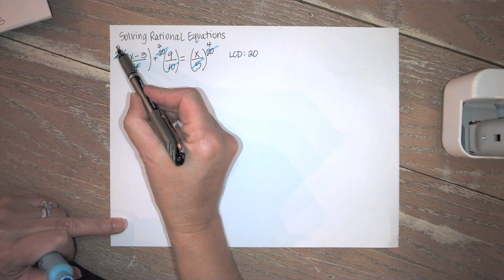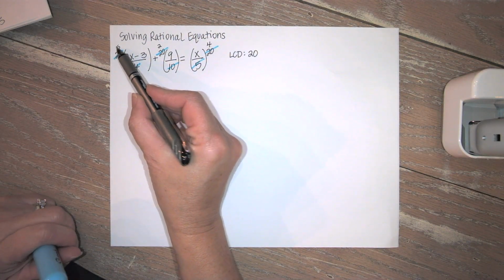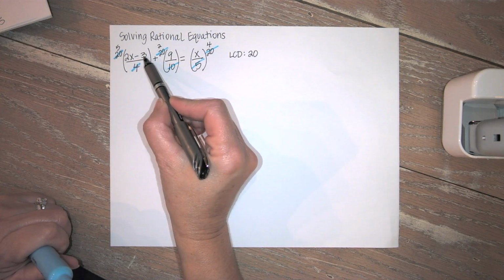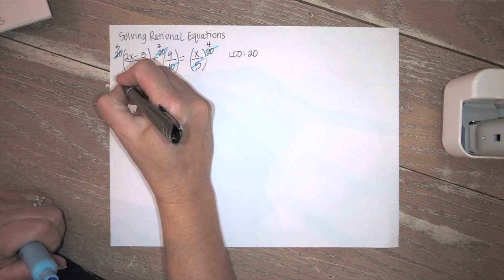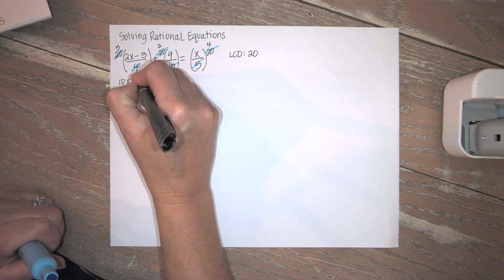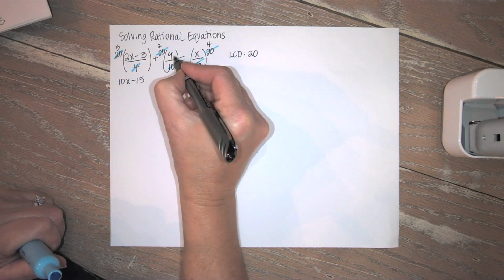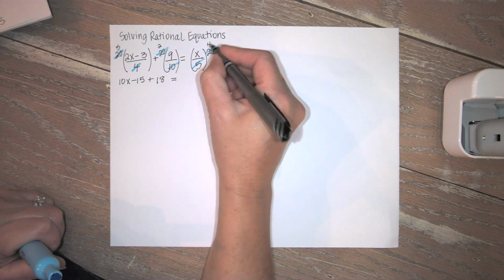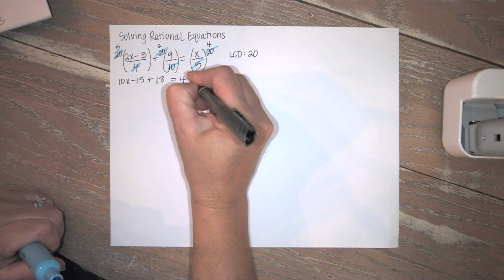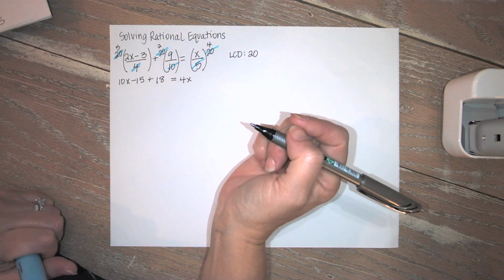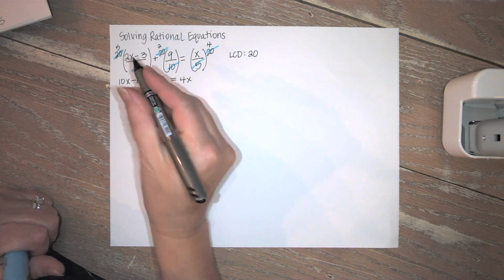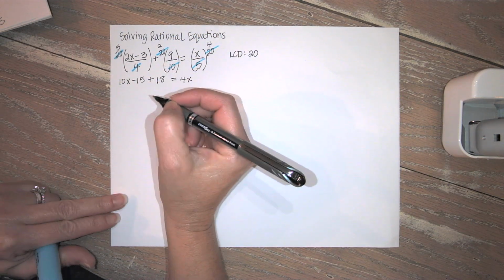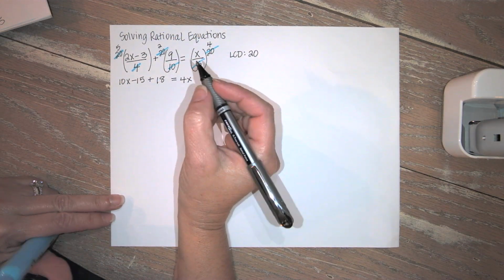So we come back through, and here, since the 5 is being multiplied by 2x minus 3, we have to distribute, so that's going to be 10x minus 15. Here we have 2 times 9, that's 18. It's our equal sign, and 4 times x is 4x. And now this just looks like a regular equation that we've been solving for years probably.